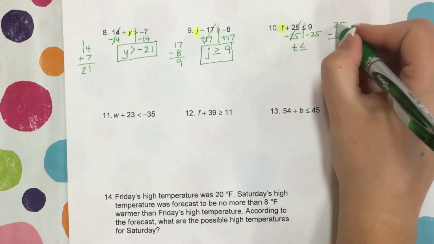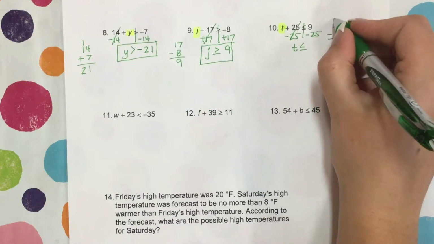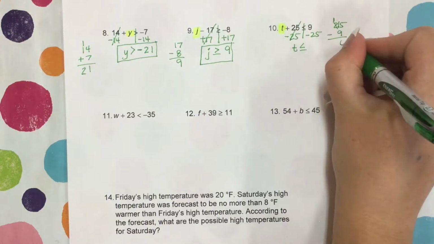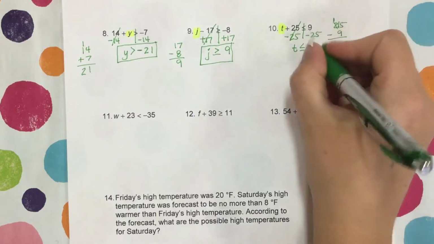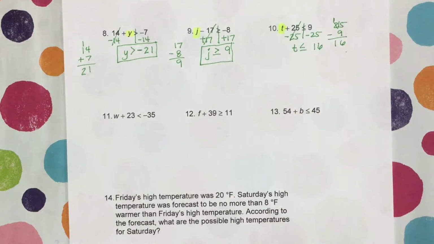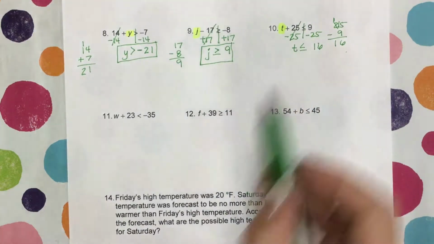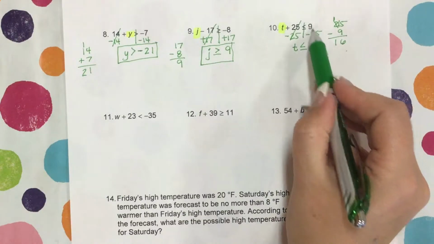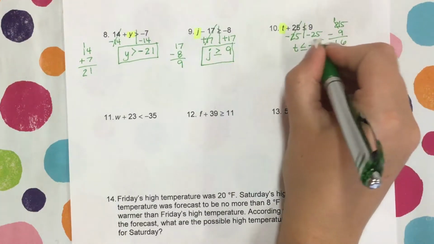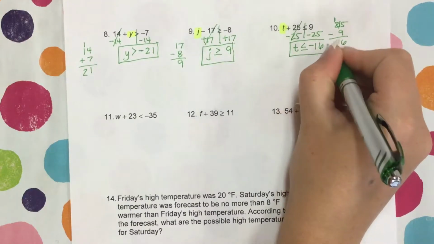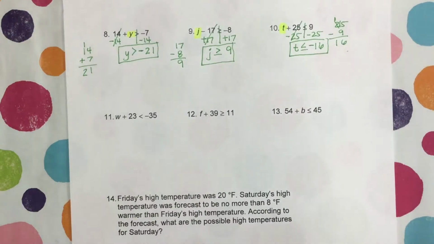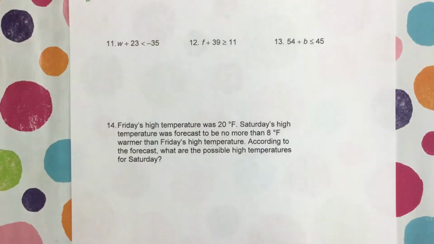The 5 is not big enough, so I need to borrow from this 2, making that a 1. 15 minus 9 would be 6, and then I drop down that 1, which is 16. Now I just need to determine if 16 is positive or negative. So I look at 9, I look at 25. Which one's bigger? 25 is bigger, 25 is negative. So my answer is negative. So t is less than or equal to negative 16. All right, on to number 11.